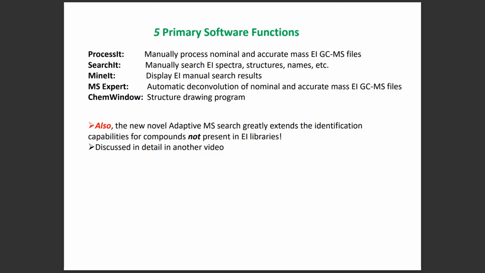There are 5 primary software functions in the KnowItAll mass spectrometry software. The first being Process It, which manually processes nominal and accurate mass EI-GCMS files. Search It, which manually searches EI spectra, structures, names, and other properties. Mine It, which displays EI manual search results plus the search results from other fields. MS Expert is an automatic deconvolution of nominal and accurate mass EI-GCMS files. And finally, Chem Window, a structure drawing program that's integrated into the software.